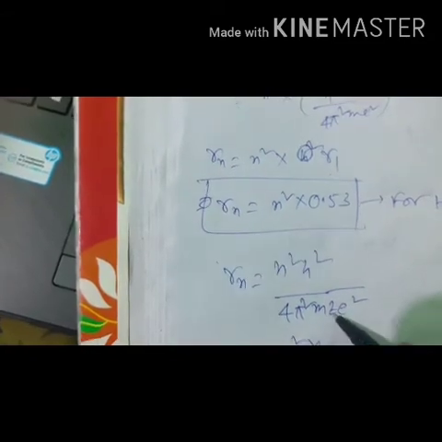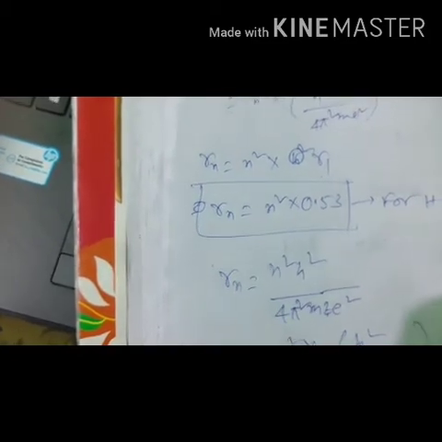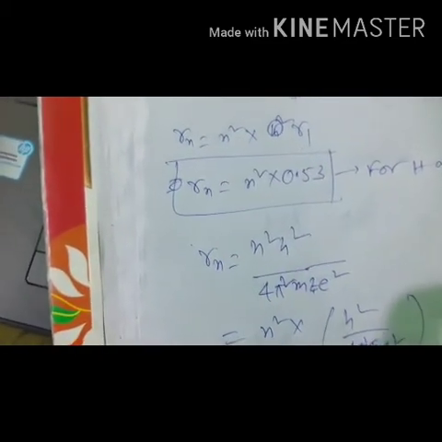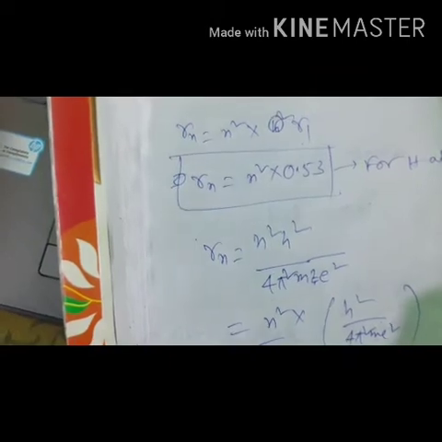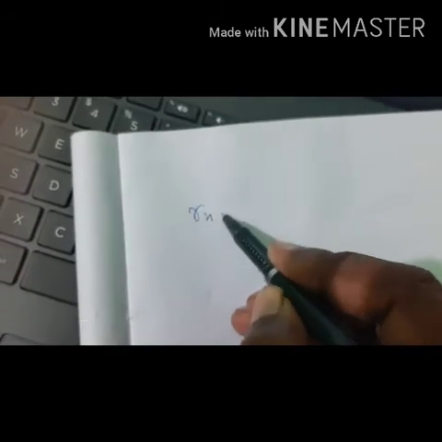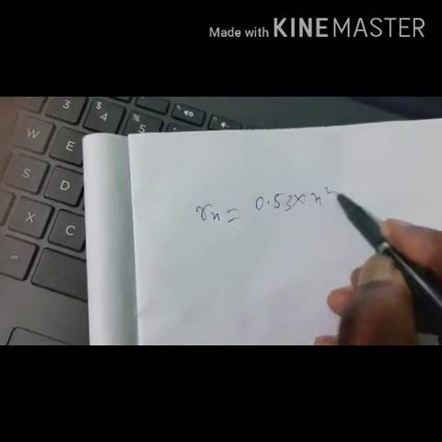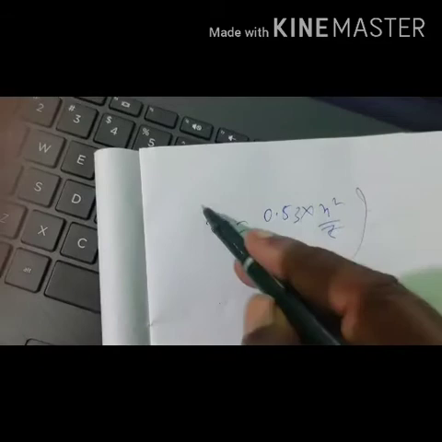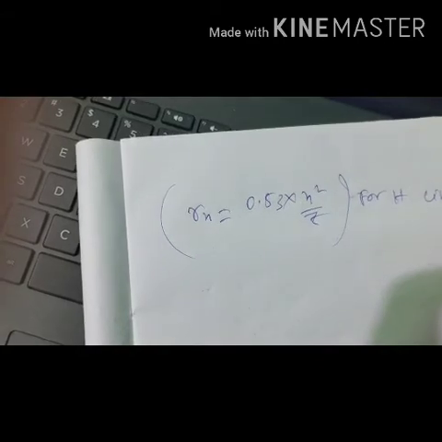We are separating here, Z will not be equal to 1, so it will be n square by Z into h square divided by 4 pi square m square. Now this one is equal to R1 of hydrogen, so we get the value 0.53 angstrom. So we have got the general expression for the radius of a hydrogen-like atom: Rn equals 0.53 into n square divided by Z. This is for a hydrogen-like atom.